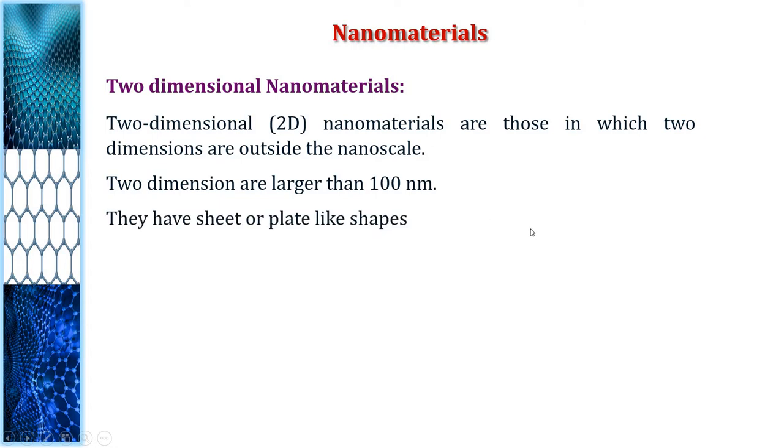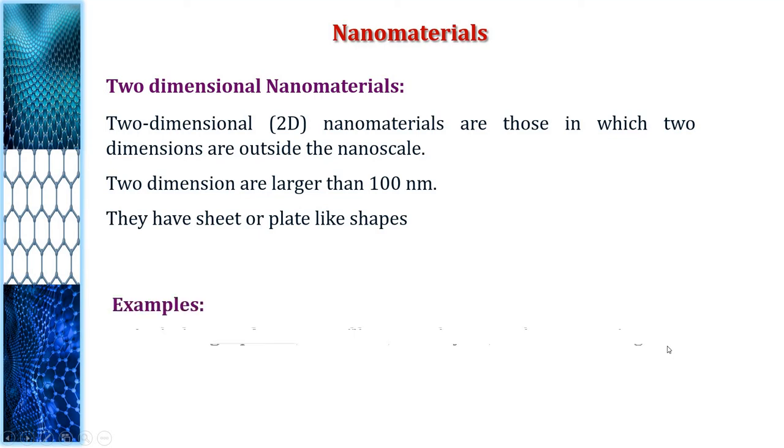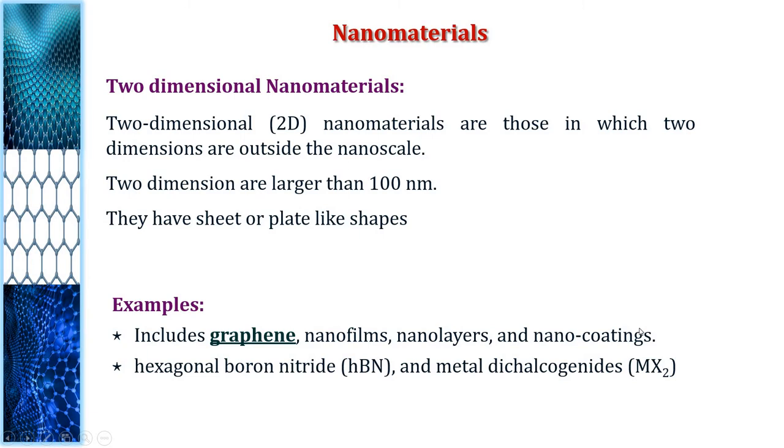They have a sheet or plate-like structure. You can see the scanning electron microscope image where the sheet-like structure is revealed. Some examples of two-dimensional nanomaterials are graphene, hexagonal boron nitride and metal dichalcogenides. But in this video lecture, we will discuss only the details of graphene.